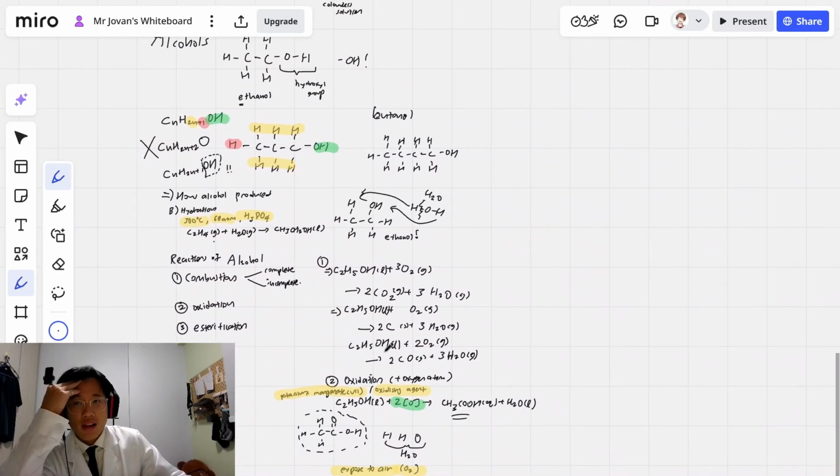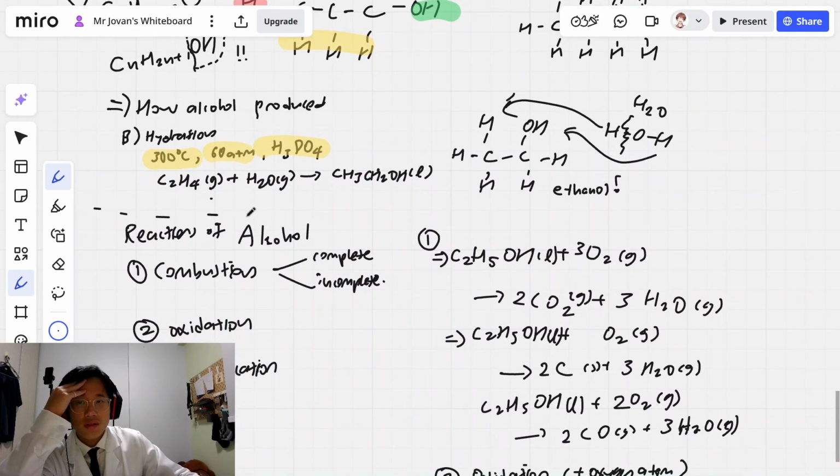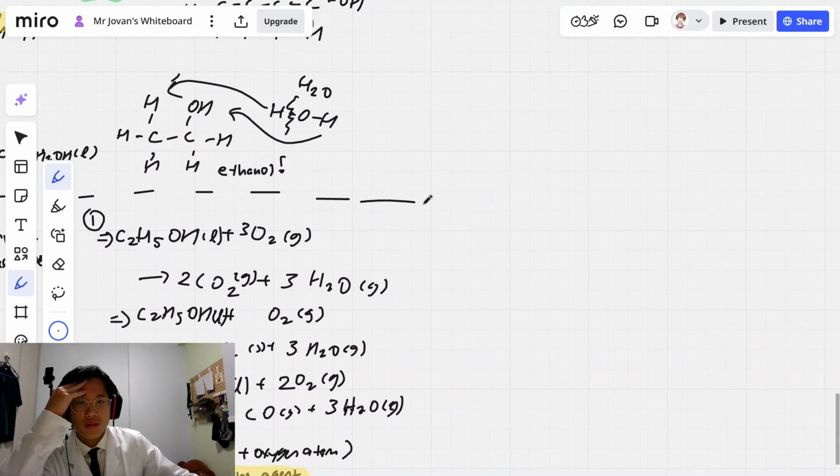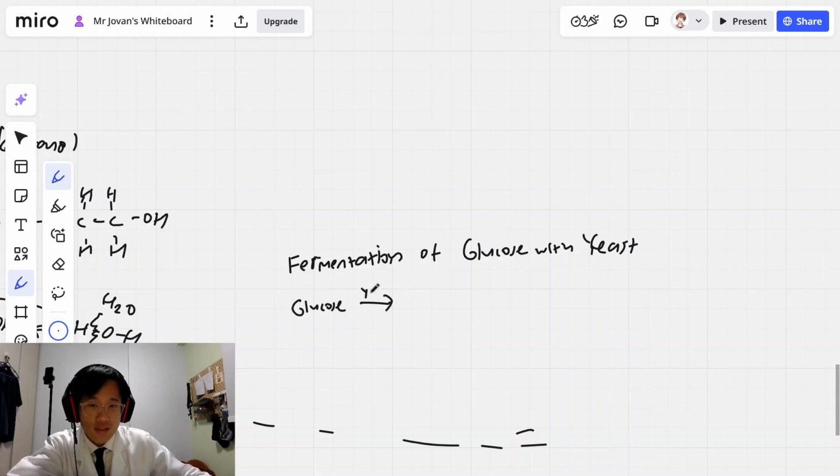Unfortunately for alcohols, I missed out one way that alcohol is produced. Yes, we talked about hydration, however there's one more way that I've completely missed out. Let's do it at the side. How alcohol is produced is something that you must know: fermentation of glucose with yeast. This is another way to obtain alcohol. If yeast is added to glucose, we can get ethanol, what we want, plus carbon dioxide.